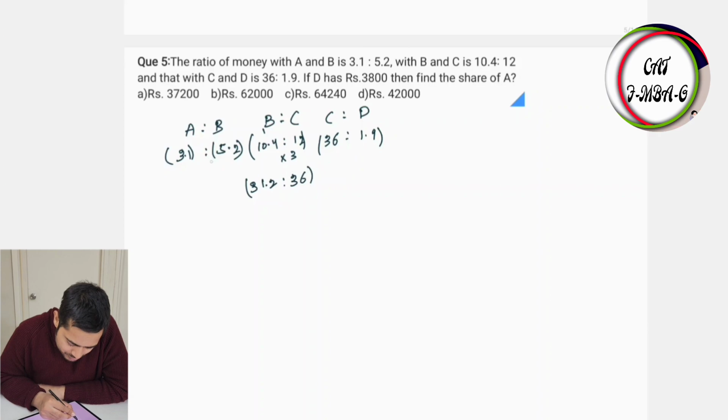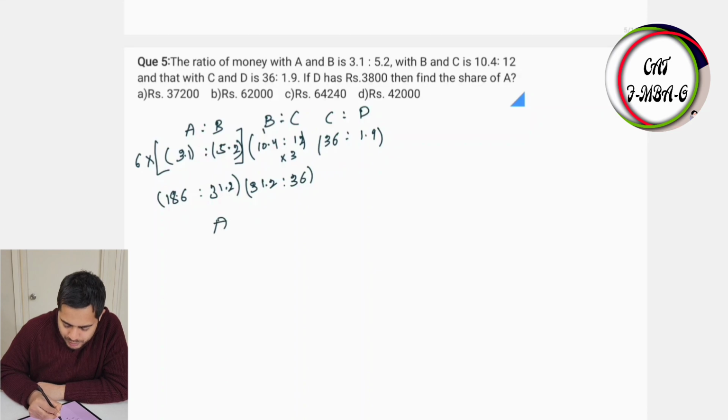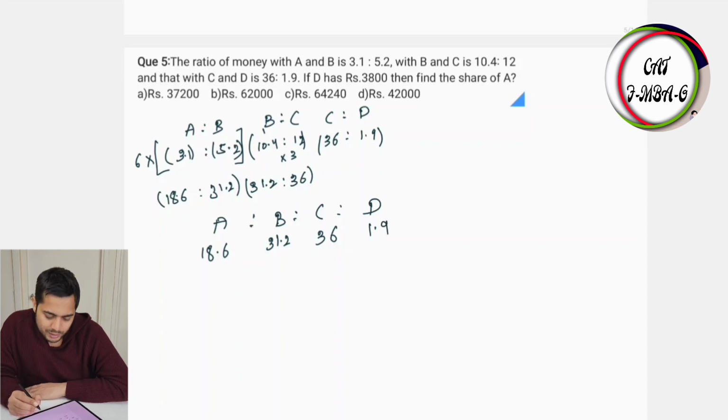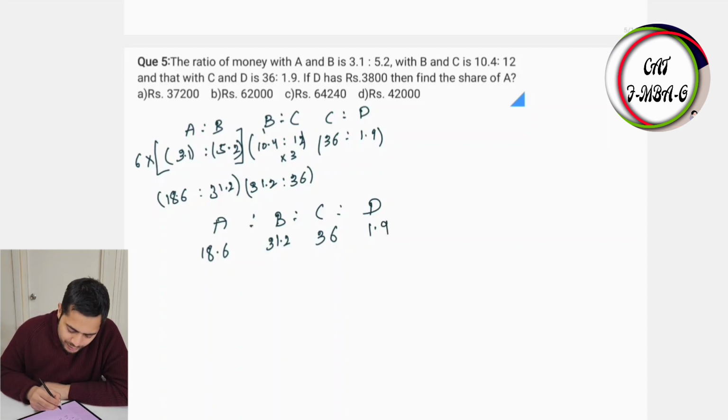So this ratio multiplied by 6 gives 31.2, 18.6. Okay, now you can easily write A is to B is to C is to D as 18.6 is to 31.2 is to 36 is to 1.9. Okay, in this question it is also given that D is 3800, now you can take the constant of proportionality as K all across.